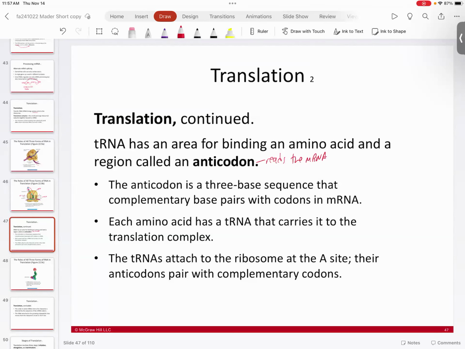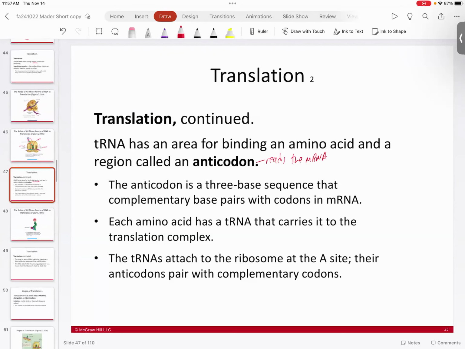And so just like the mRNA codon, the anticodon is also a 3 base sequence, but in this case, it's complementary to the mRNA codon. So for instance, if your DNA says AAA, your mRNA will make the complement to that, so it'll be UUU, but guess what the anticodon is? The anticodon would be AAA, because it has to be complementary to read that mRNA.